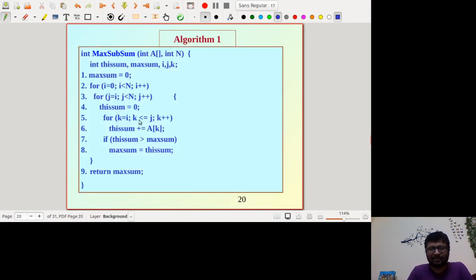In this loop, k goes from I till j. So k takes j minus I plus 1 values. And for every setting, you do some amount of work here. So the number of iterations is j minus I plus 1. Now, in each iteration, there is addition and assignment. We will say that you do one amount of work in one iteration of the innermost loop.